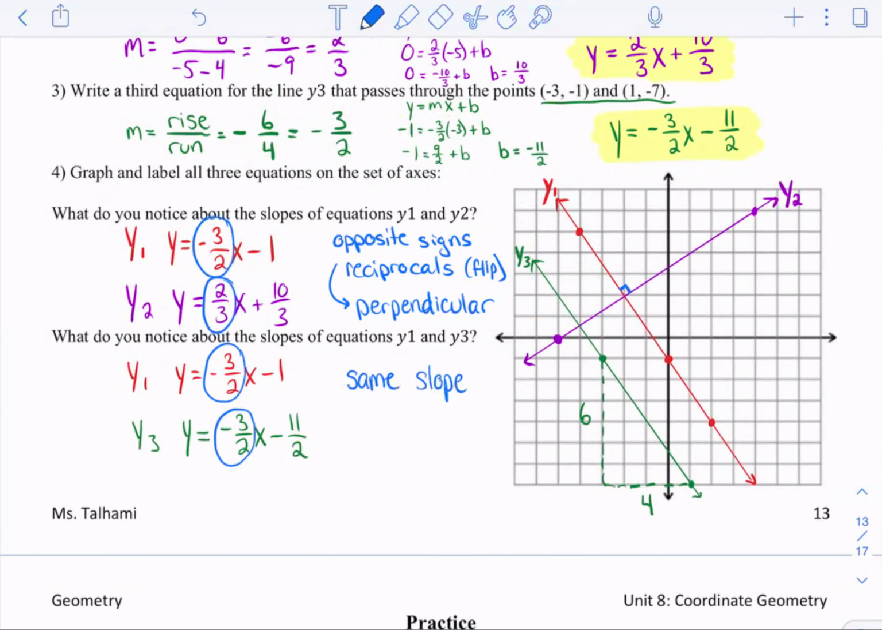Same slopes means that they are parallel lines. Parallel lines have the same slopes. There's the slopes right there in the word parallel. And then take a look at how I labeled them. Not that it asks you to label that they're parallel, but remember, arrows mean that they are parallel.